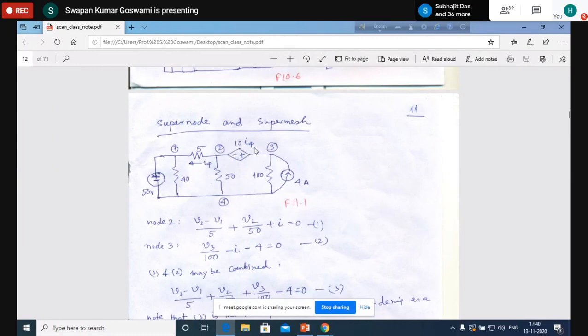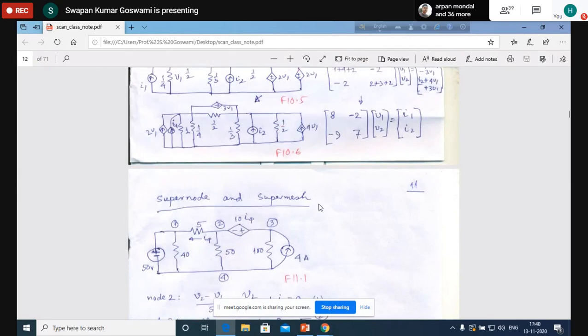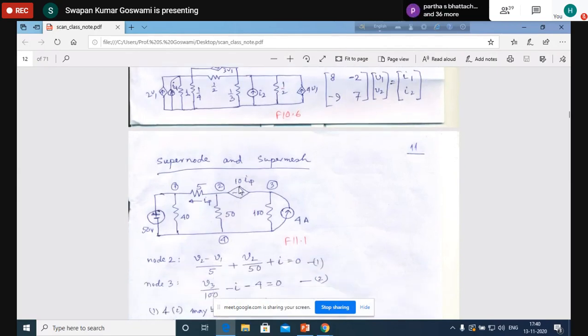10 I5, I5 obviously is a current, but 10 I5 is a voltage. Okay, 10 I5 is a voltage because it is a voltage source, so obviously the unit is volts. I5 is certainly a current, but 10 I5 is a voltage. Here the 10 is as if a resistor, an impedance value.